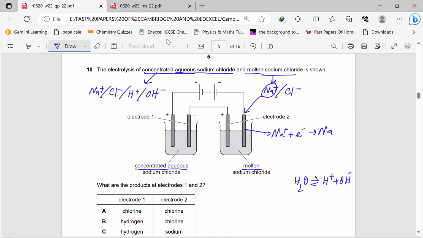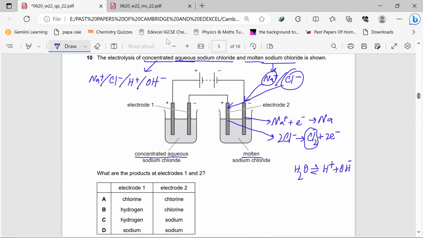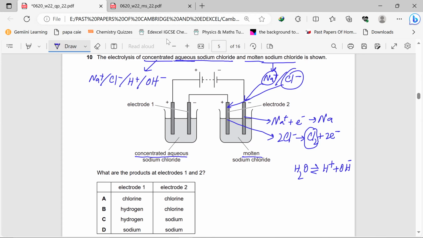And at the positively charged electrode, the chloride ion will go here. If 2 chloride ions lose 2 electrons, you can write minus 2e here, but formally we write plus 2e on the right hand side instead of writing minus 2e on the left hand side, just like in mathematics. So we are taking minus 2e to the right hand side of the equation. So 2 chloride ions form chlorine gas. They're asking for electrode 2, the positively charged electrode. So at electrode 2, you have chlorine formed, right? So this is for molten sodium chloride.